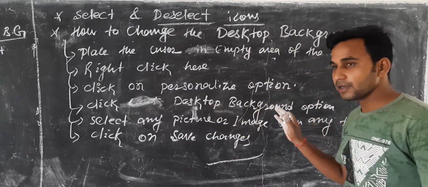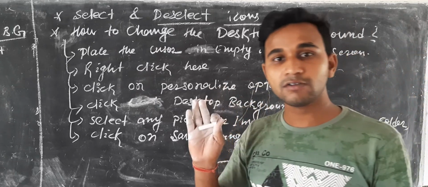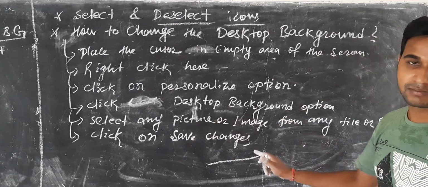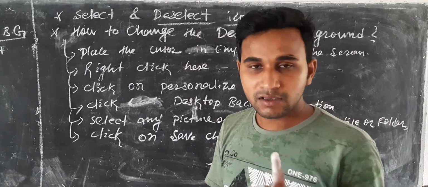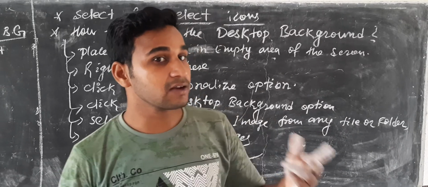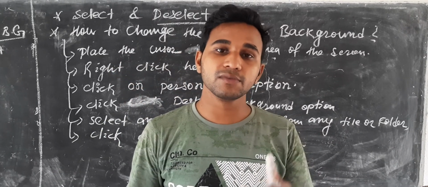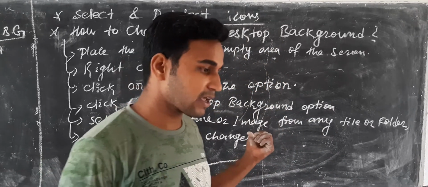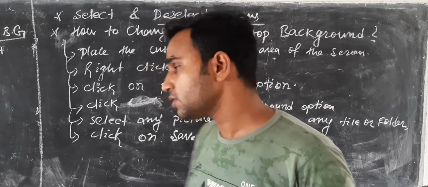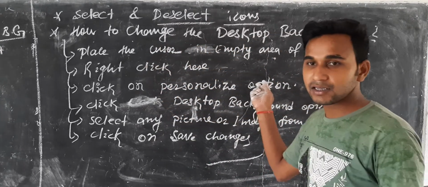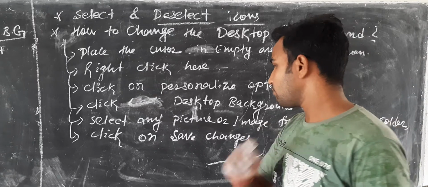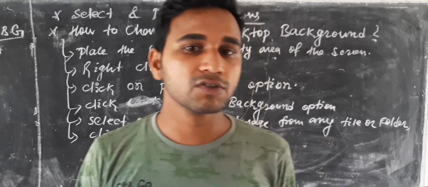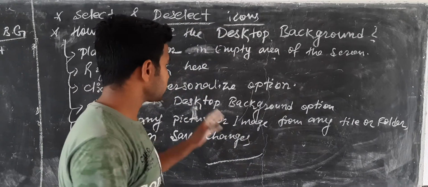After clicking on the personalize option, click the desktop background option, and next select any pictures or images. There are two things. If you already saved in any file or folder, you can select from your file or folder. Or you can select from the images that already exist in your desktop background, so we can select directly. Then click on save changes. So your desktop background will be changed. So this is very important.